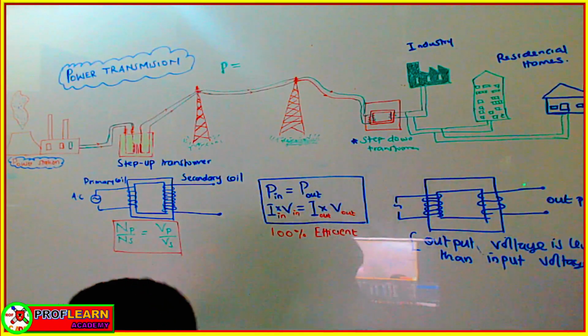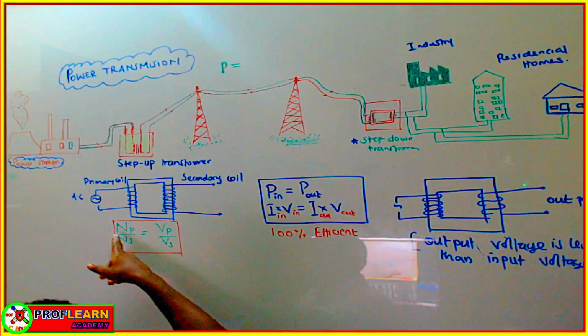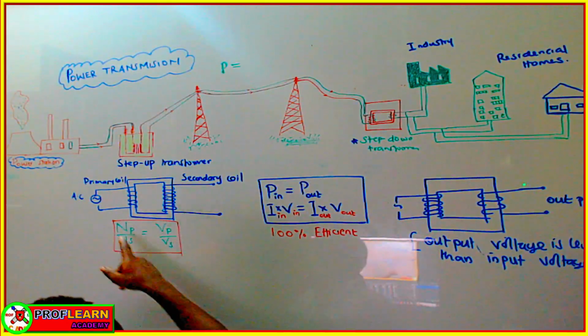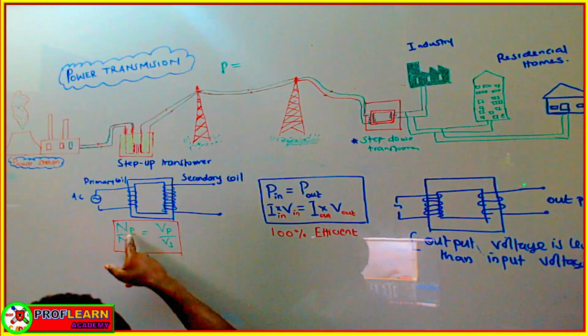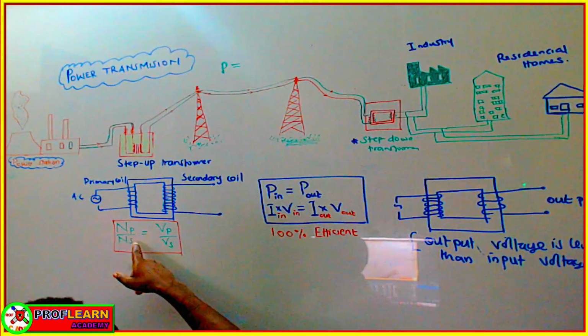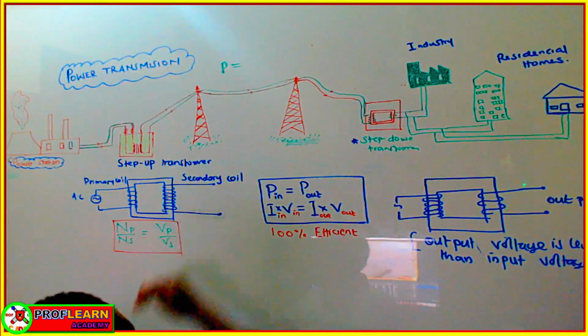As you are going to do your exams, you may be asked questions about the equation that links the number of turns and voltage. This is the formula you are going to write here. Number of turns in the primary coil over number of turns in the secondary coil equals the voltage in the primary coil over voltage in the secondary coil.